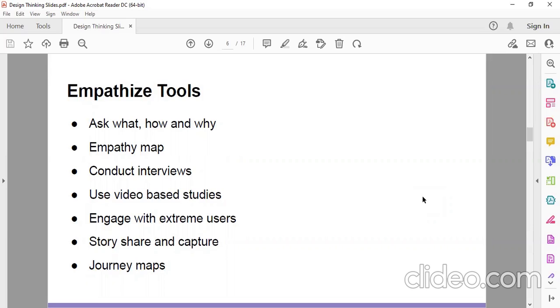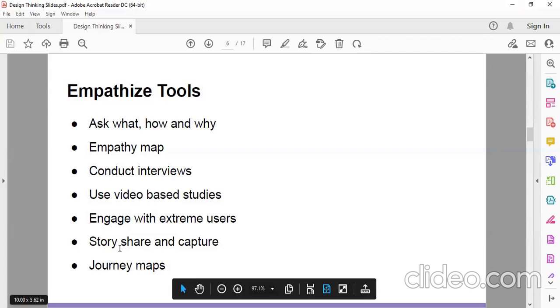Right? For that, there are a lot of tools for empathization. Here I have mentioned some of those tools.